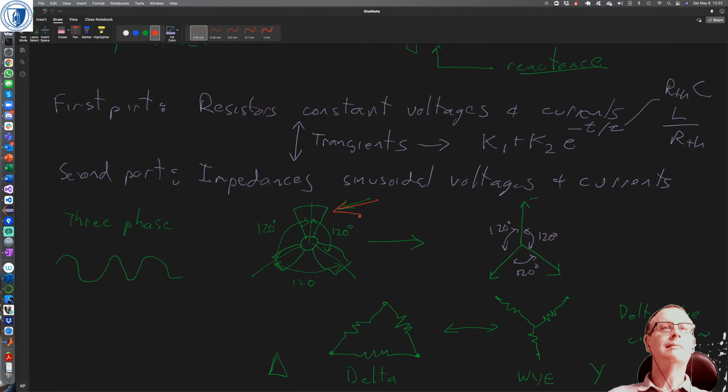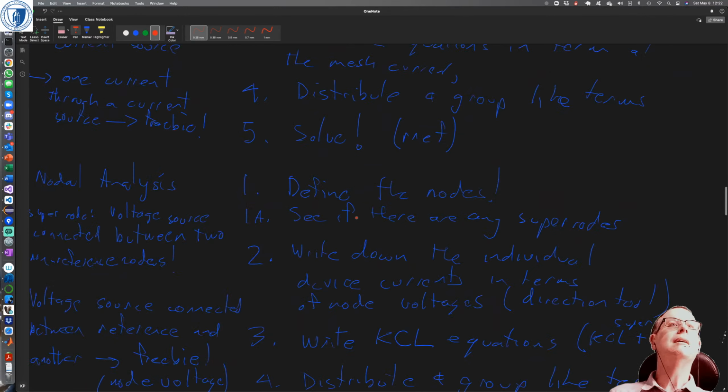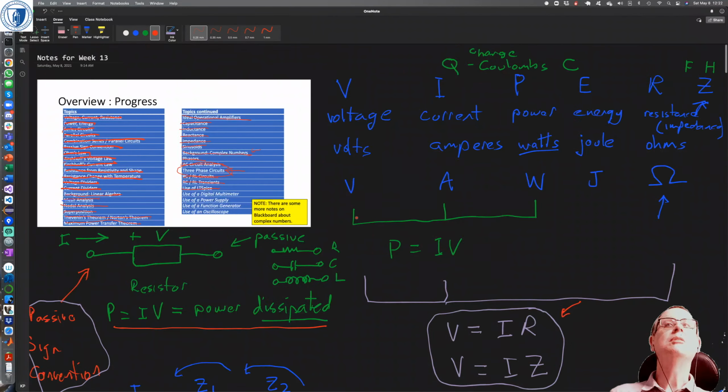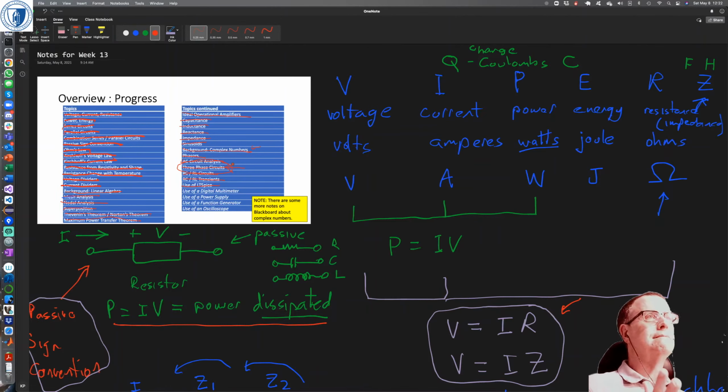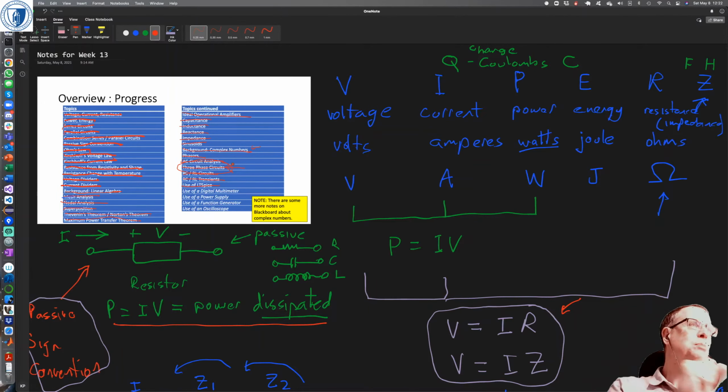Okay, so that is my tiny bit about three-phase circuits. And I'm done. Does anybody have anything else you want to talk to me about, or you want me to talk to the class about?